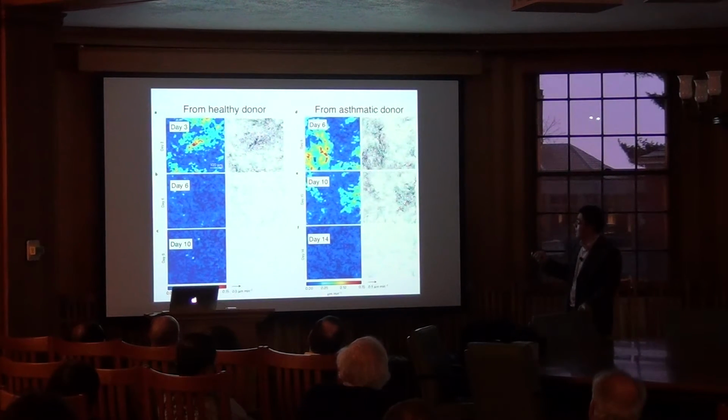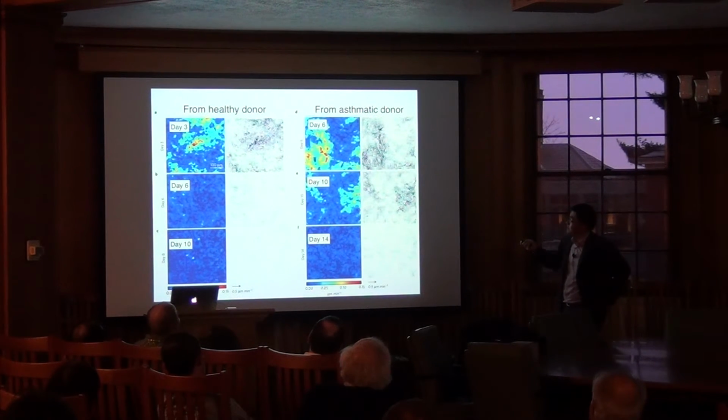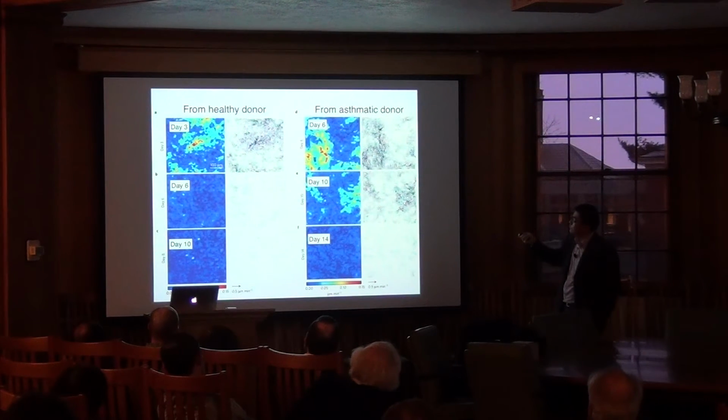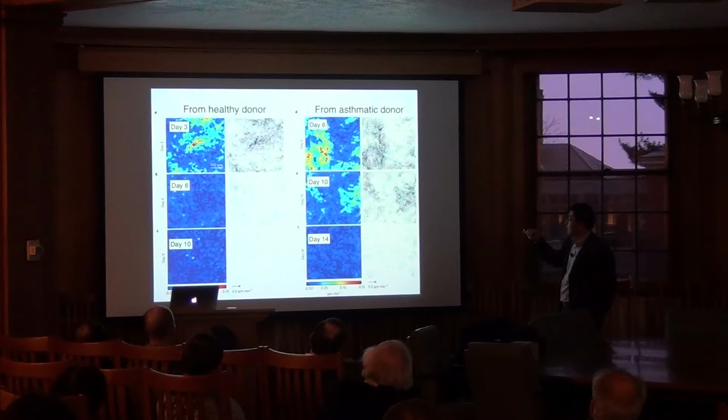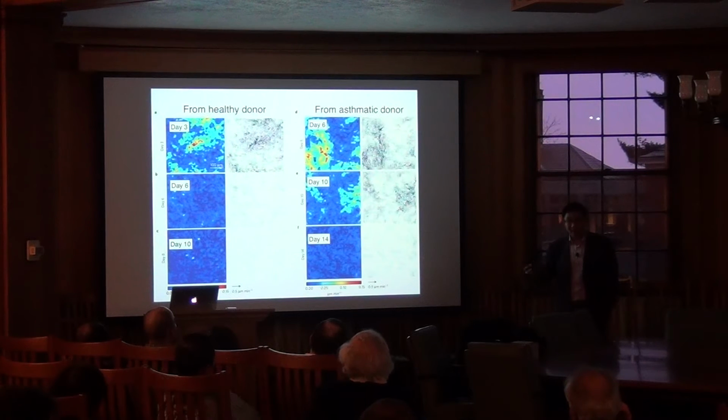But if you look at the cells from an asthmatic donor, people with asthma, I didn't show the data from day 3, but on day 6, it's still moving very much in the tissue. These are the velocity, the displacement vectors of the cells. And on day 10, it's essentially still moving a lot around. Compared to day 10 from a healthy person, the asthmatic donor is still not able to stop, basically not able to complete its injury repair.